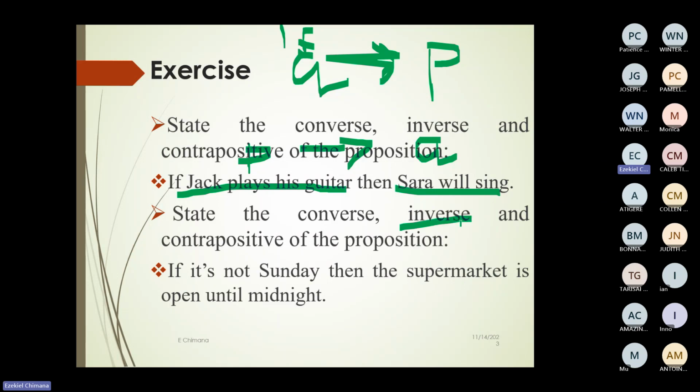Okay. What about the inverse? The inverse of this P implies Q. What about the inverse? Let's hear from others. I think the inverse is the negation of the converse. The inverse is the negation of what? Of the converse. Exactly, that's it. The inverse is the negation of the converse. So what could be the statement in English?